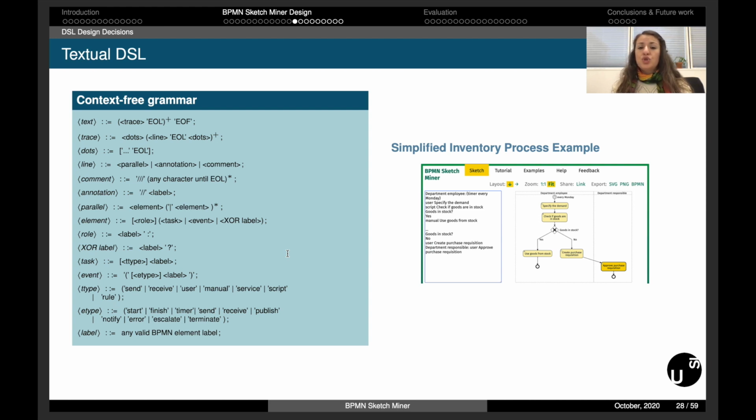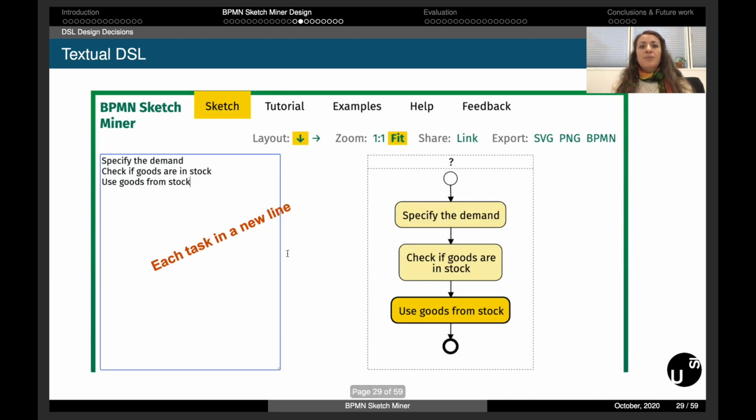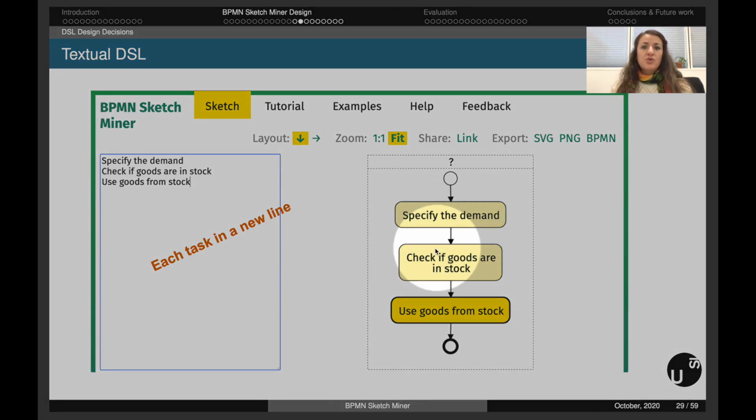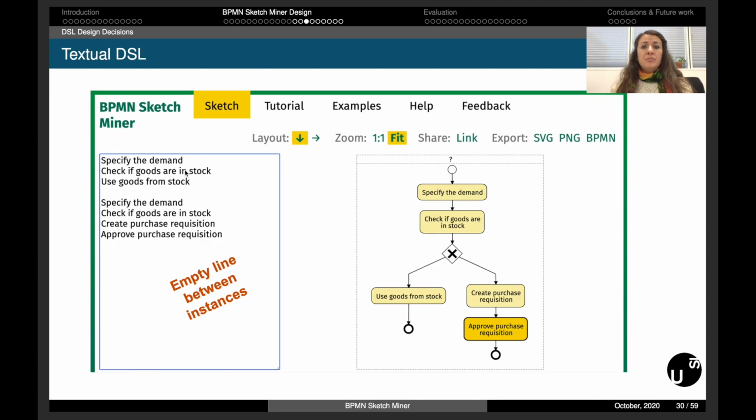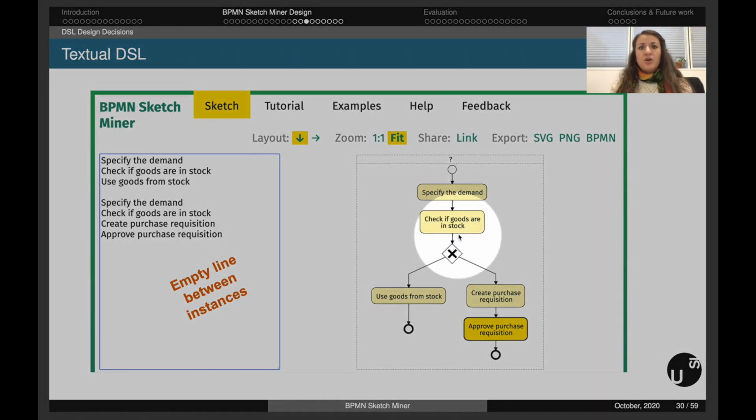Instead, I'm going to show you a very simplified process so that you can see what the design of the DSL is like. So basically, if you want to state a process where you need to specify the demand, then check if goods are on stock, and then use the goods, you can state the sequence by simply stating the name of each task in a new line. But it's not always that goods are on stock, so it can also happen that you need to create a purchase requisition form and approve it.